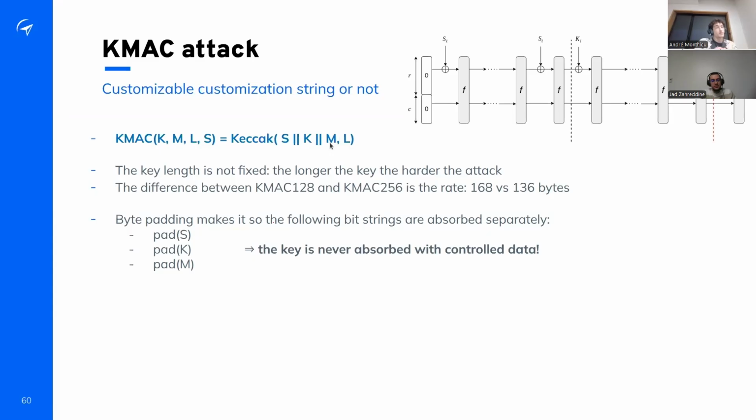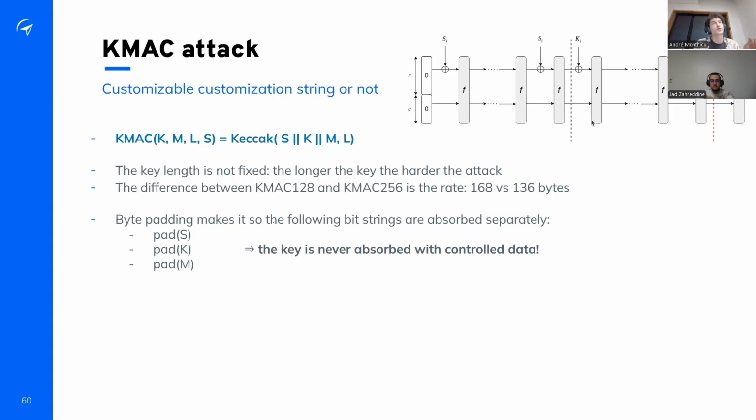One important thing to note again on KMAC is the byte padding rule. In fact, it absorbs 3 different inputs, but always separately. And most importantly, the key is never absorbed with controlled data. So as you can see here, the customization string is absorbed first, then the key is being padded to be absorbed separately, and afterwards the message M is also being absorbed separately.